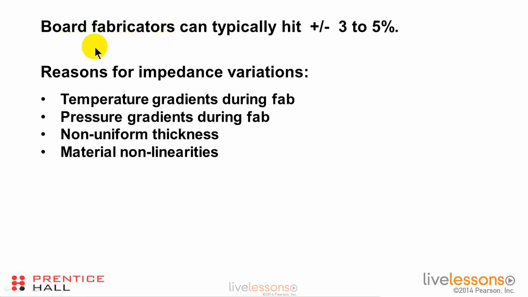Whatever we pick, board fabricators can typically hit about plus or minus 3%, 3% to 5%. And the reasons for the impedance variations at the board fabrication shop are temperature gradients during fab, pressure gradients, non-uniform thicknesses, material non-linearities, and so on. The board fabricators have a lot of problems at their end that they have to deal with. And so no matter how close we want to specify things from the board design standpoint, the fabricators still are kind of stuck in this range unless you want to pay a lot of extra money to try and get tighter. On the other hand, there's not normally a lot of reason to get much tighter than that. Plus or minus 3% is usually good enough.